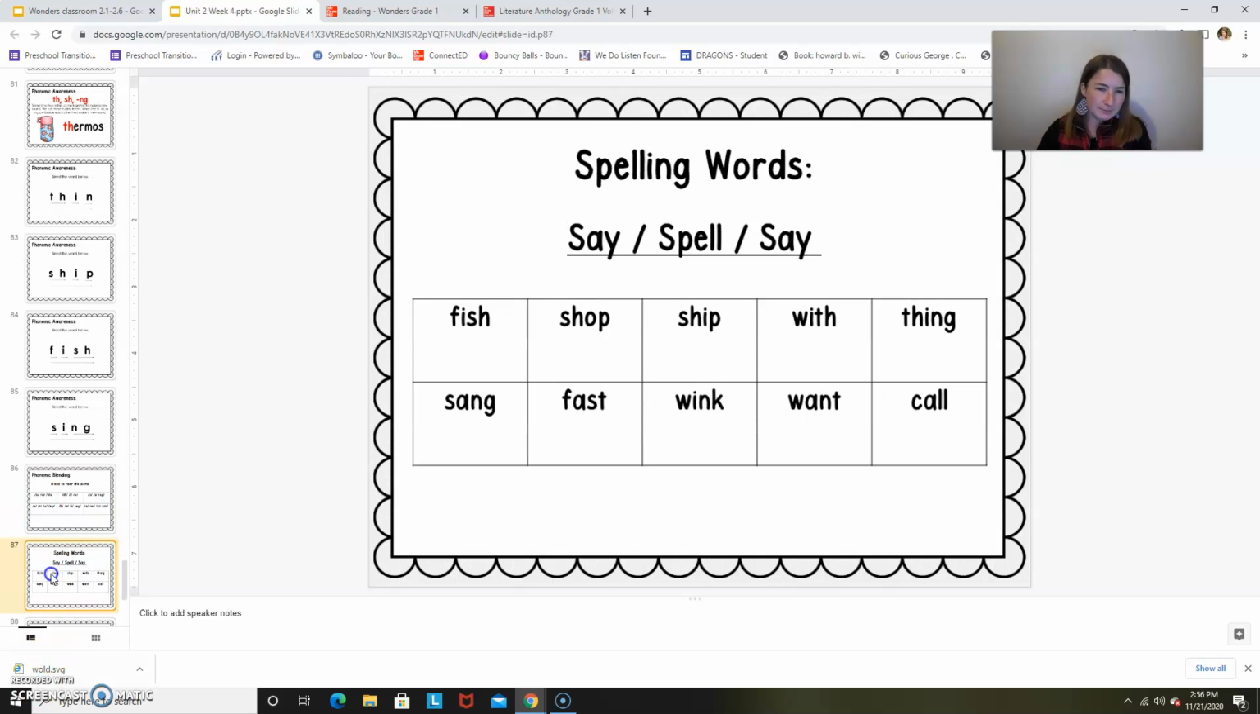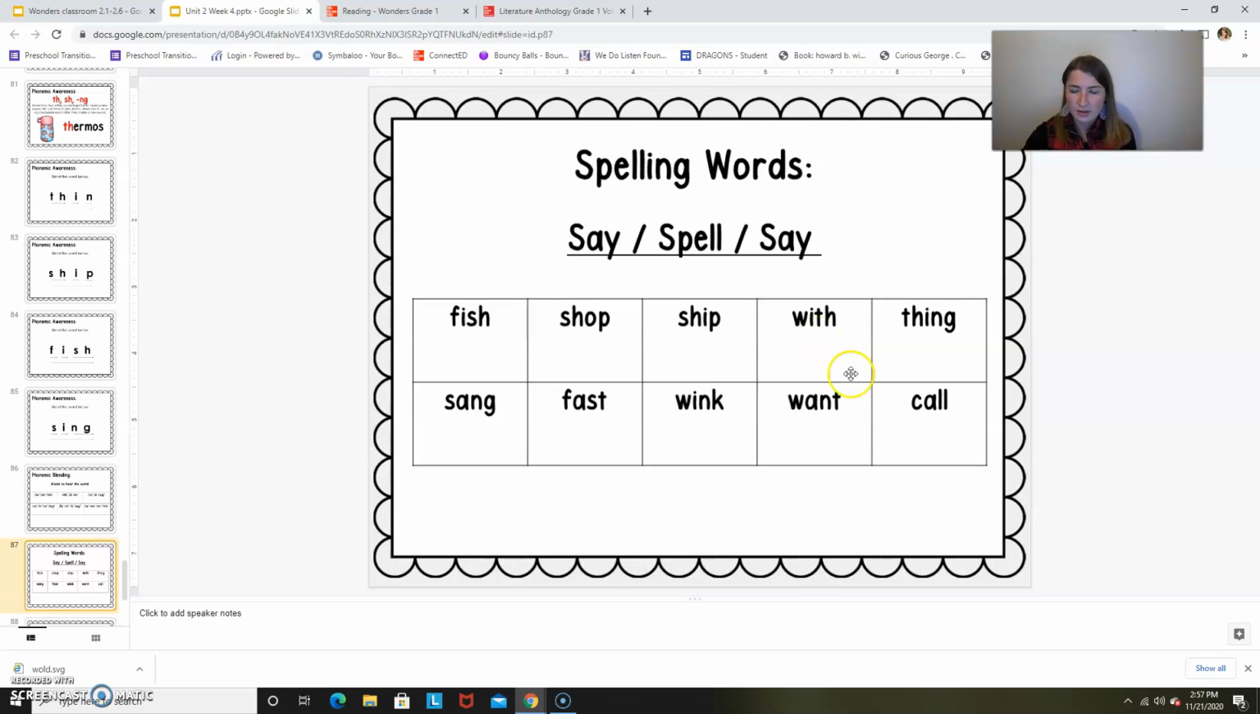Good job, guys. All right, we're going to say these words. Sometime today, if you get a chance, you could rainbow write them on your iPad or write them on a notebook or a piece of paper. Okay, so fish. F-I-S-H, fish. Shop. S-H-O-P, shop. Ship. S-H-I-P, ship.